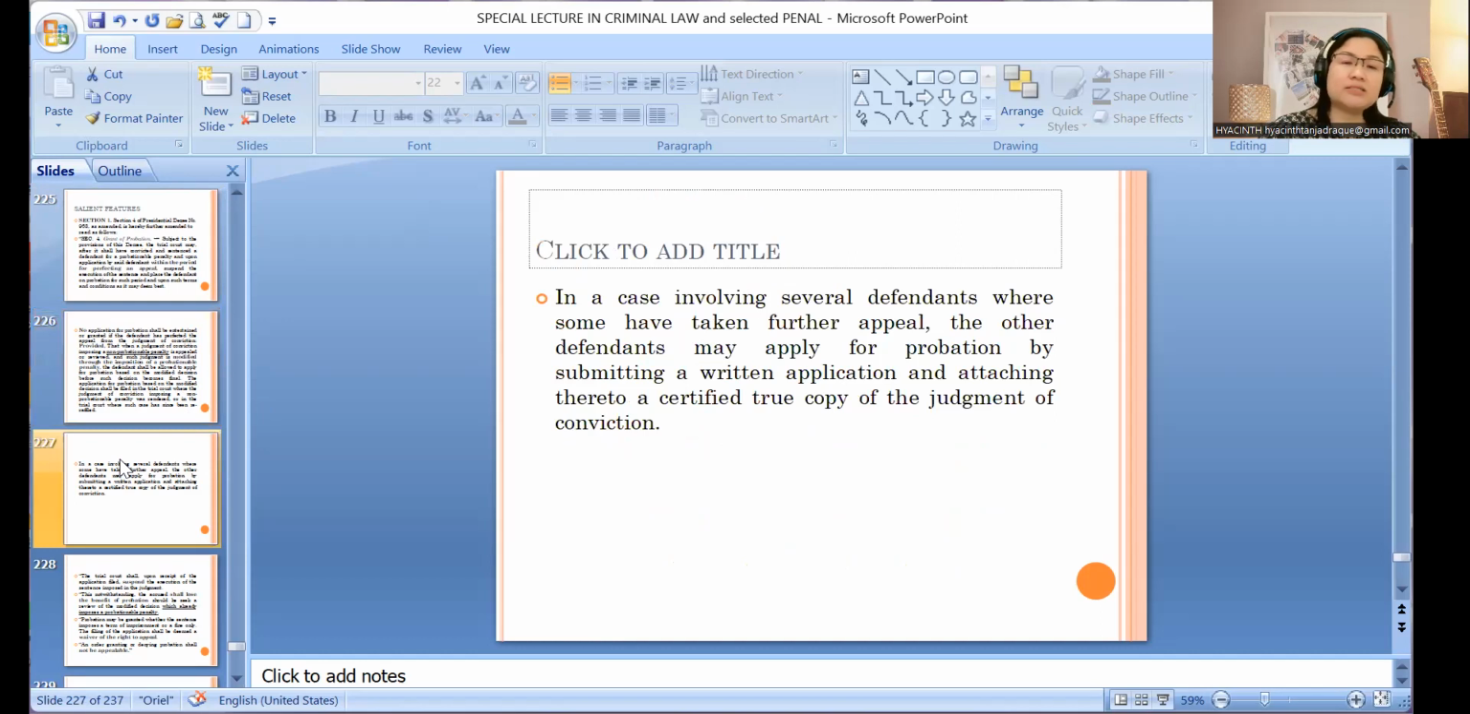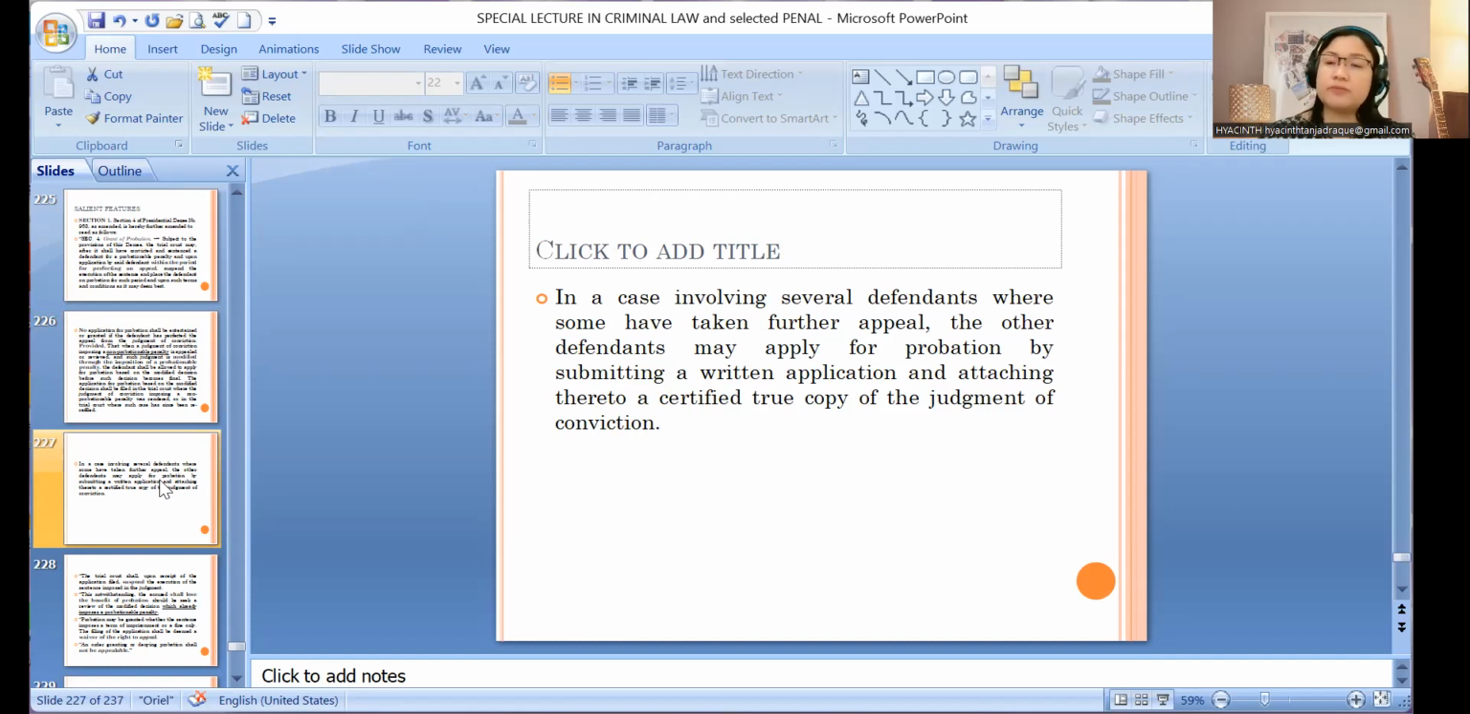Now, in a case involving several defendants, where some have taken further appeal, the other defendants may apply for probation by submitting a written application and attaching thereto a certified true copy of the judgment of conviction. This is especially true if there is more than one accused in a particular case. The trial court already imposes upon him a probationable penalty, but one of the accused filed an appeal. Would that be a ground for disqualification? No, because these remedies are personal upon the accused.